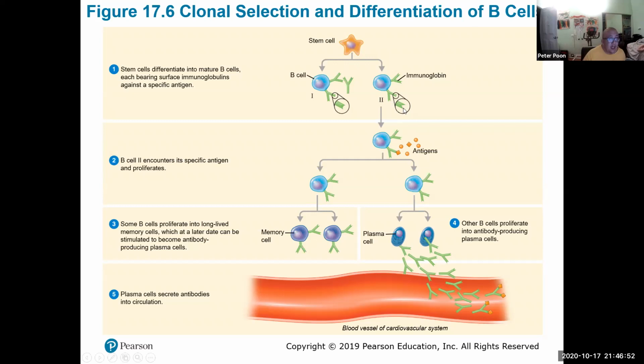If it does recognize something, it will intake it. It will signal a T helper cell. A T helper cell will give it the signal to start differentiating, and you will make a lot of memory cells and much more plasma cells. This is about 80 to 20. The memory cells don't do anything. The plasma cells will secrete a whole bunch of antibodies.